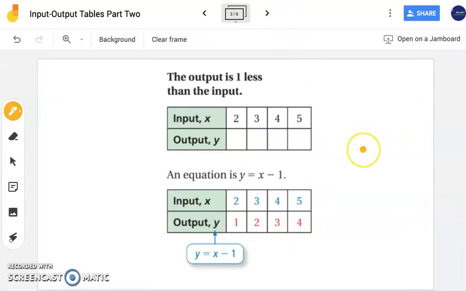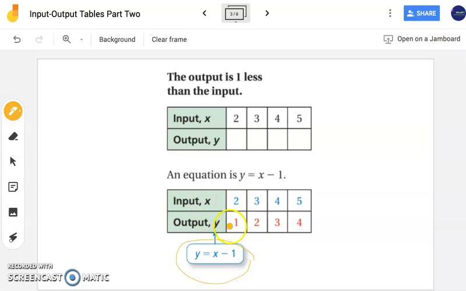In this problem here, they're giving us a description already. The description is the output is 1 less than the input. Okay, that is your equation that is also helping you identify your pattern. So you can write that equation just like this. Y equals x minus 1. The output is 1 less than my input. My input is known as my x value. My output is known as my y value.